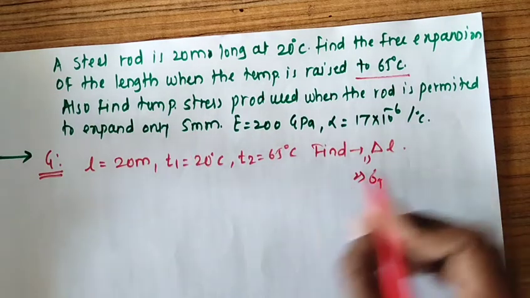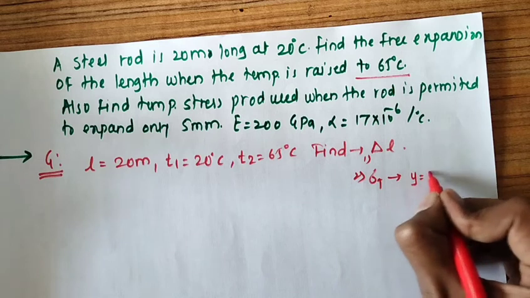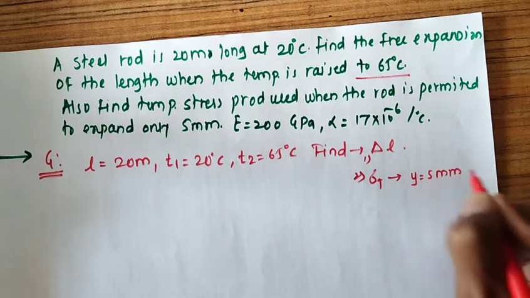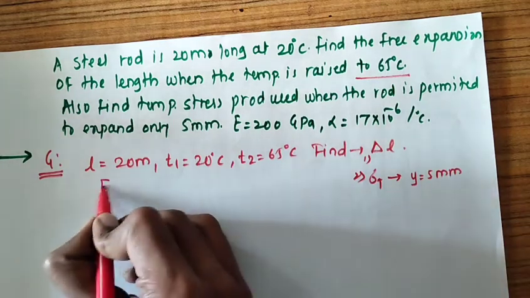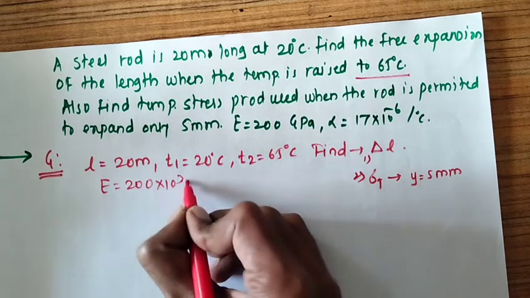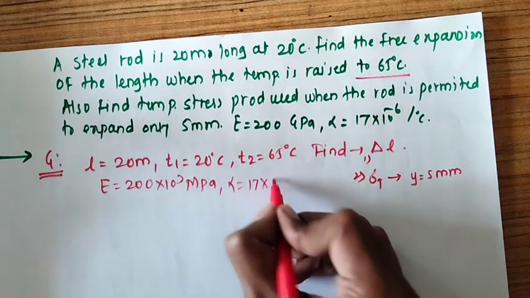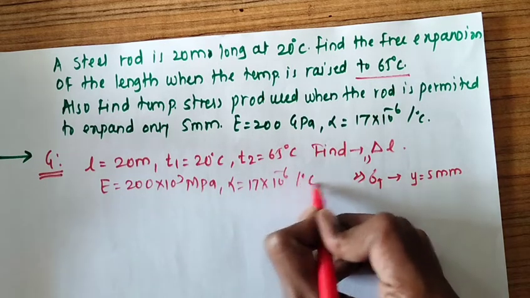So we have to find sigma T when permitted expansion is how much? Let's say Y is equal to 5 mm. Value of E is given, E is equal to 200 GPa. Let's say 200 into 10 raised to 3 MPa, that is Newton per mm square. And alpha is equal to 17 into 10 raised to minus 6 per degree Celsius.